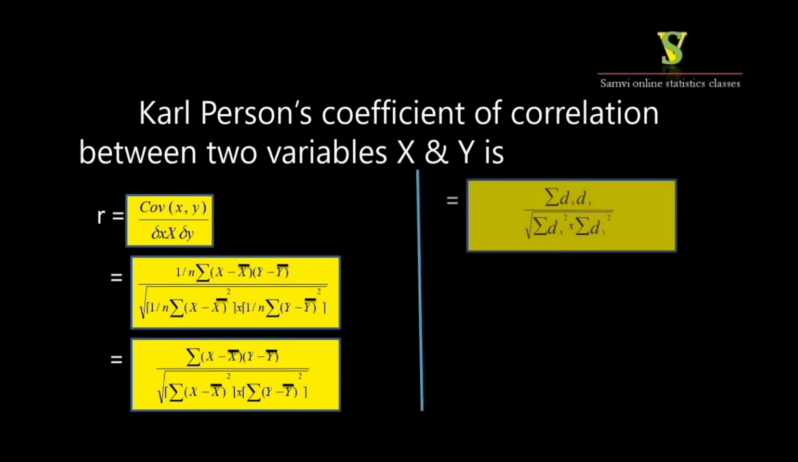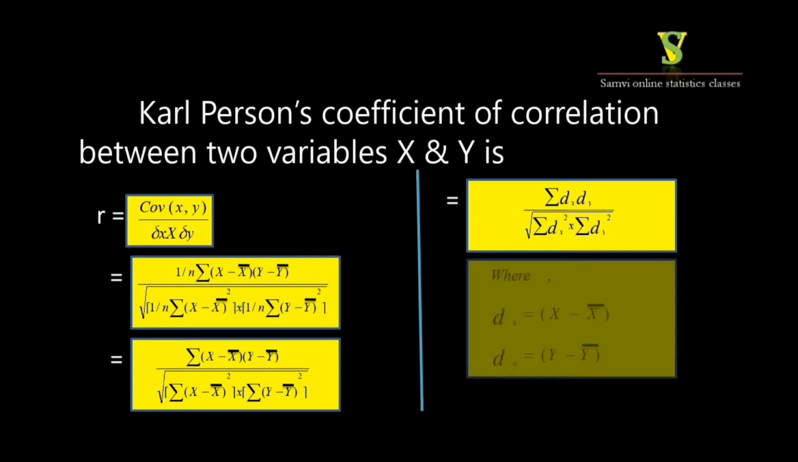So we can write down like this: summation of dx into dy divided by square root of summation of dx square into summation of dy square. Here we have taken dx equal to x minus x bar and dy equal to y minus y bar. For calculation, the following formulas are used.